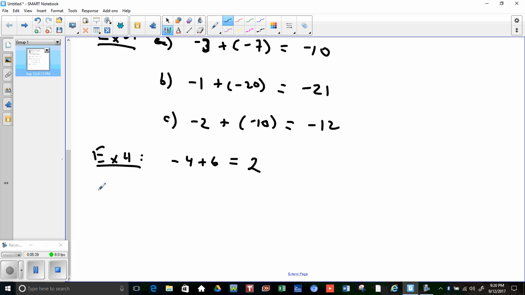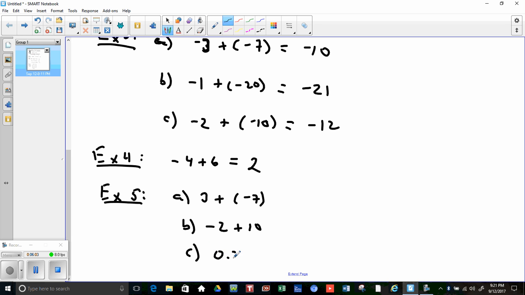All right, we're going to do a couple more examples here. So let's do 3 plus negative 7, negative 2 plus 10, and we'll even throw a decimal in there, 0.2 plus negative 0.5. So again, think of it in terms of direction.